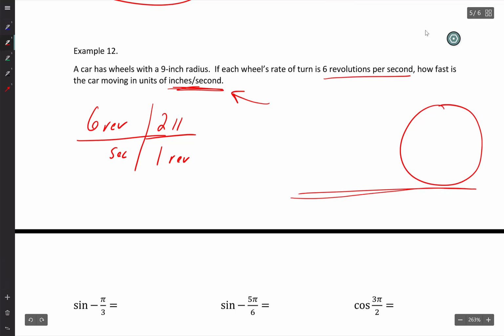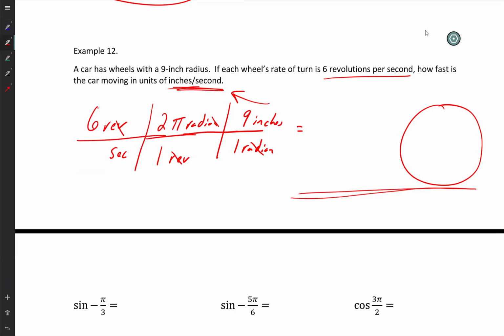In 1 revolution, there's 2 pi radians. You'll get the same answer anyways. And in 1 radian literally means what's the radius? 9 inches. Radians cancel out, revolutions cancel out, you get inches per second. 6 times 2 times 9. So 108 pi inches per second. If you didn't want to do it that way, you could have done it like this.